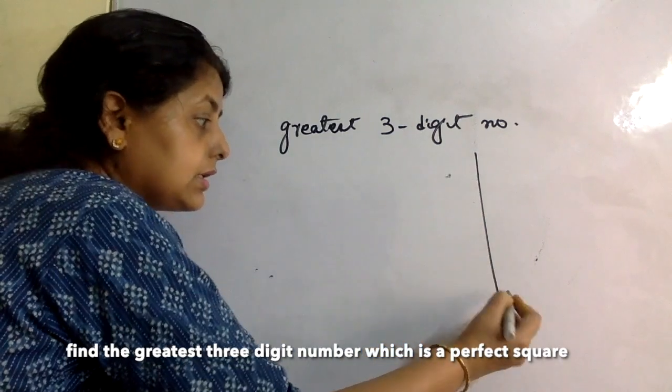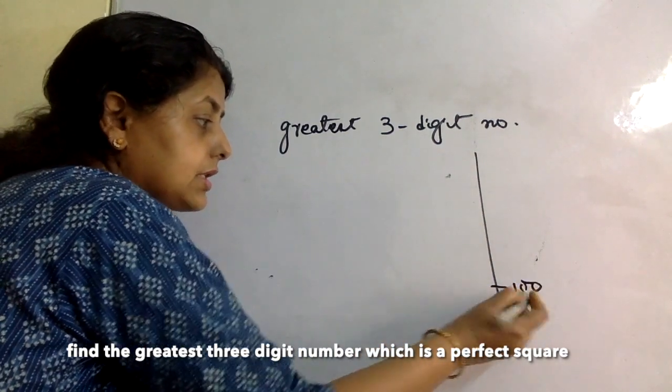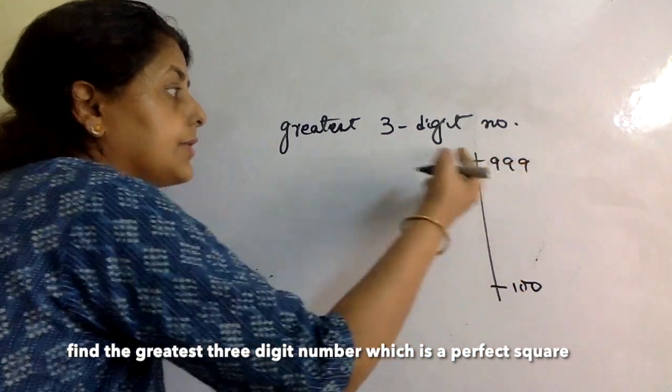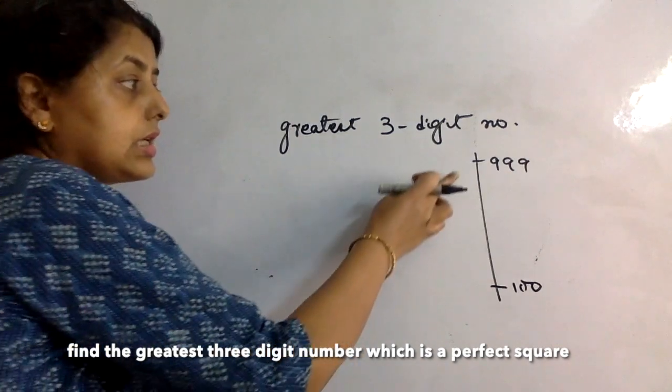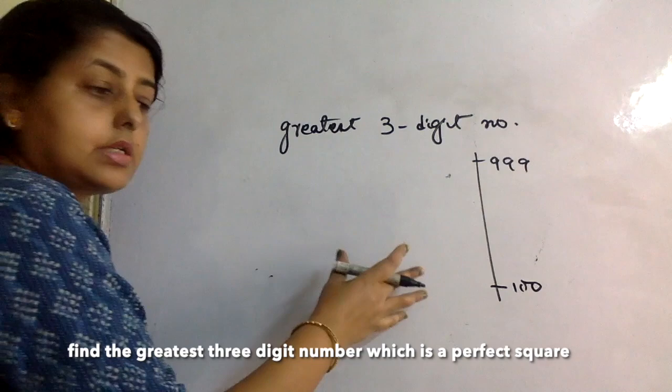Now, if you see here, this is 100. This is where our 3-digit numbers start. And where do they end? They end here, at 999. So the greatest 3-digit number is 999.